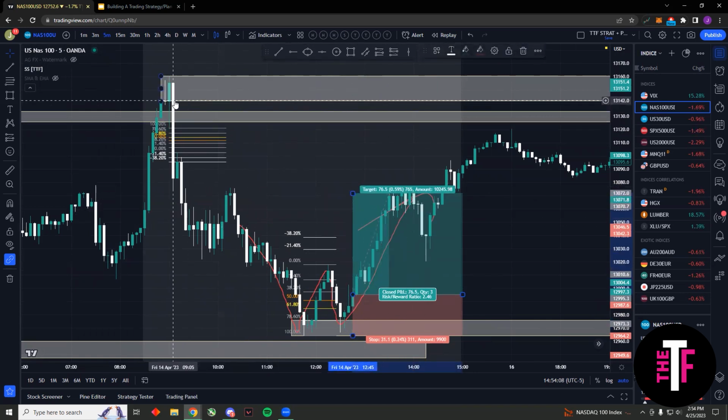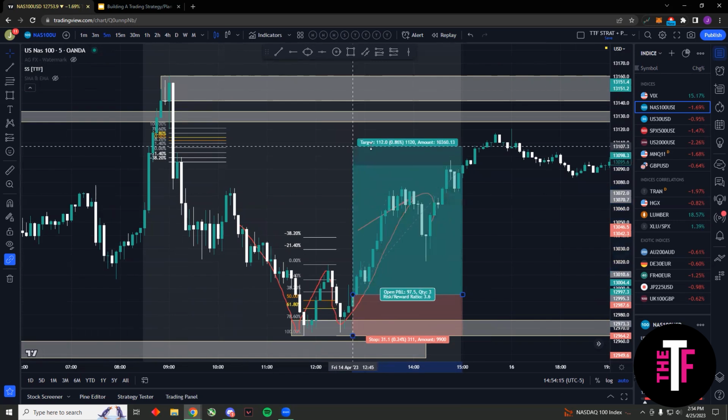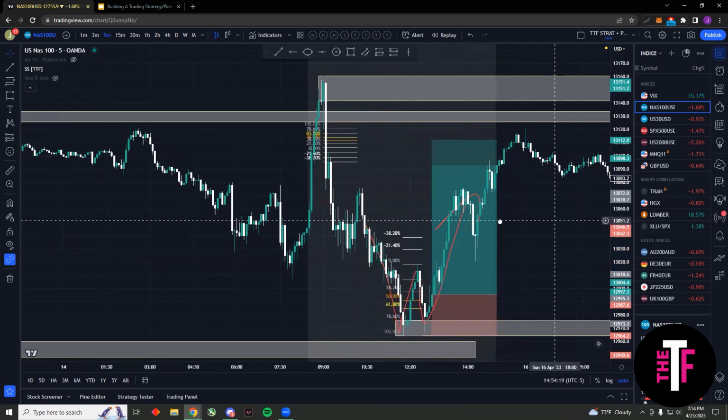But looking left, you could see there's a huge fair value gap. And I drew a fib here that way you can easily see the 50 line. So the most aggressive approach would probably be just to target this area, which it ends up hitting.